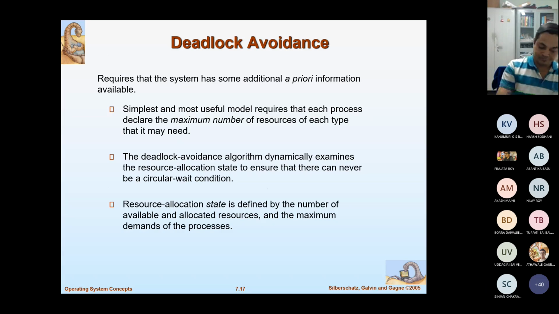What is that? Before the processes are sent for execution, each process will declare its maximum resource requirement. If its resource requirements are fulfilled, then only the process will be sent for execution, otherwise not.